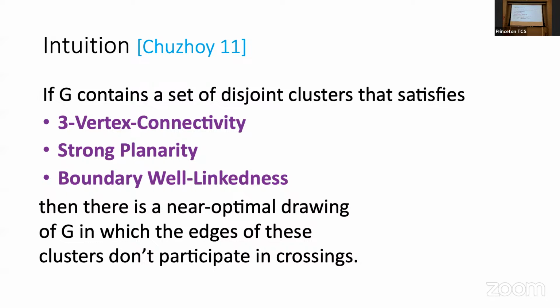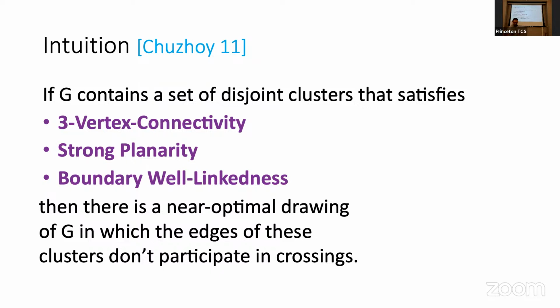These three properties are, first, three vertex connectivity. It means that the graph is three vertex connected. So between every pair of vertices, there are three vertex disjoint paths connecting them. Or in other words, removing two vertices does not disconnect the graph. Okay, and strong planarity.